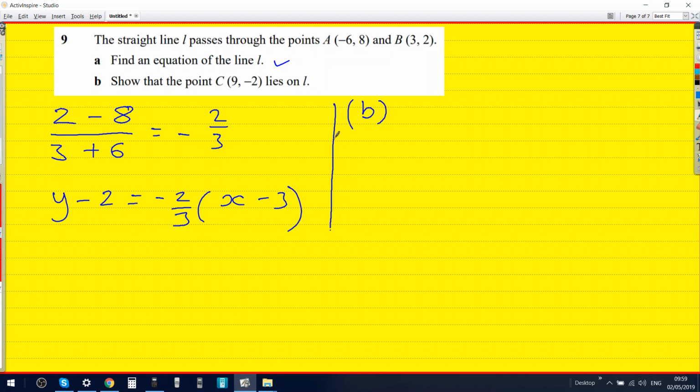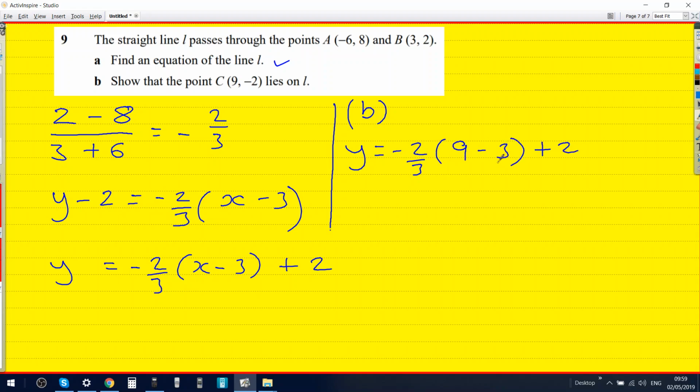Sub in the values. Yeah, and there's kind of a special way to do it. If I was to bring the 2 over to minus 2, so just to make it y equals, so minus 2/3 x minus 3 plus 2. So they want you to sub in the x only and show that the y you get is minus 2. So the way you do it is you write y equals, all the stuff is the same except x is 9. Okay. And you should get minus 2.